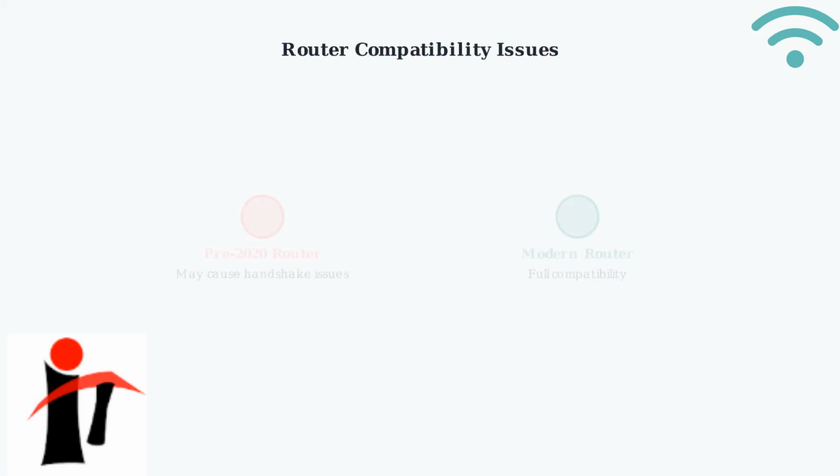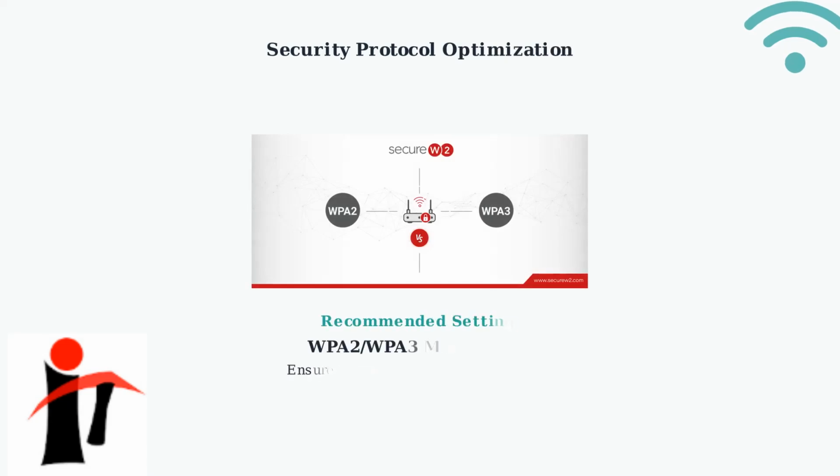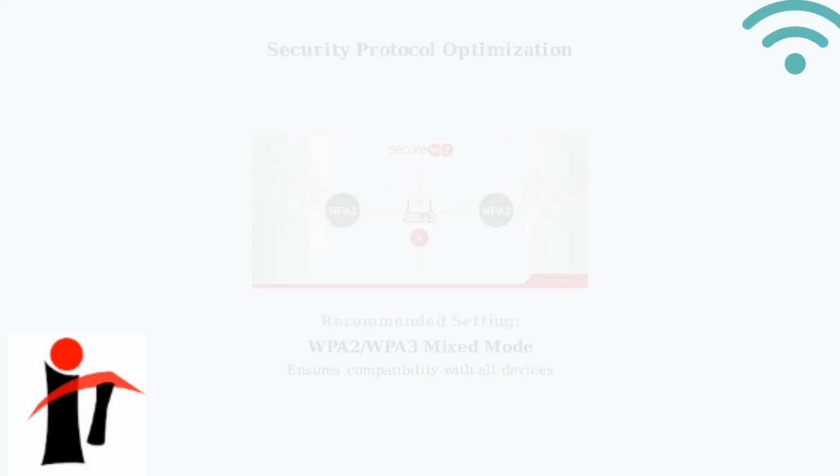Router compatibility can be a significant issue. Older routers manufactured before 2020 may experience handshake problems with newer EETV Box Pro models due to outdated firmware and security protocols. Security protocol compatibility is another critical factor. The transition to WPA3 has created compatibility gaps with some devices. Network engineers recommend maintaining WPA2/WPA3 mixed mode for optimal device compatibility.